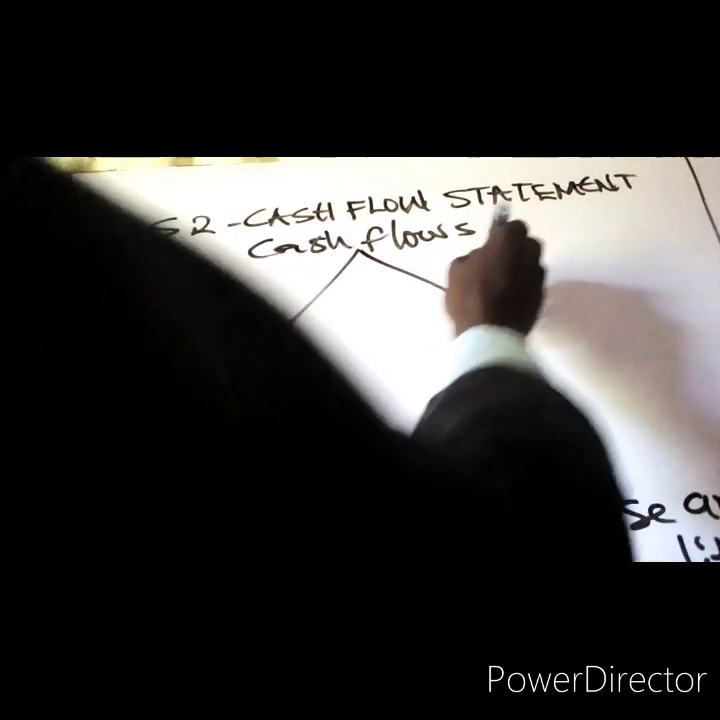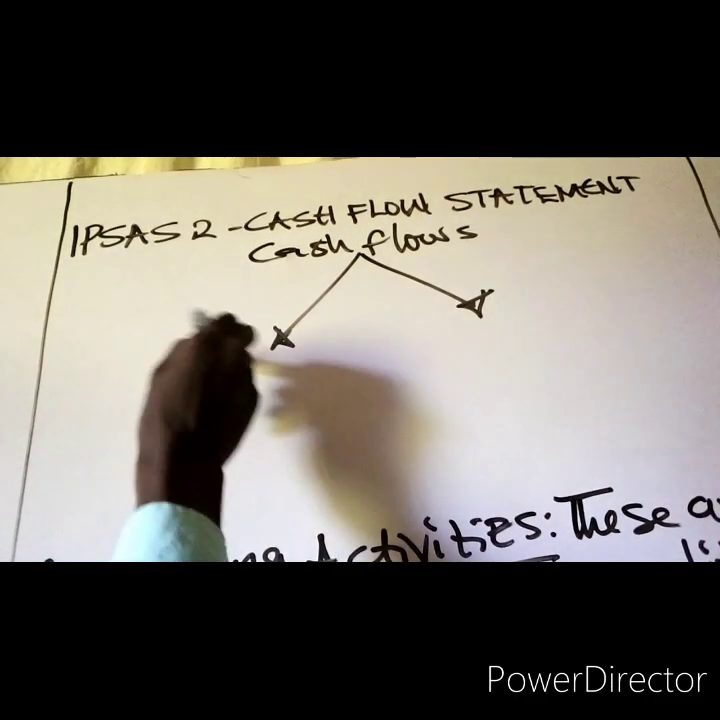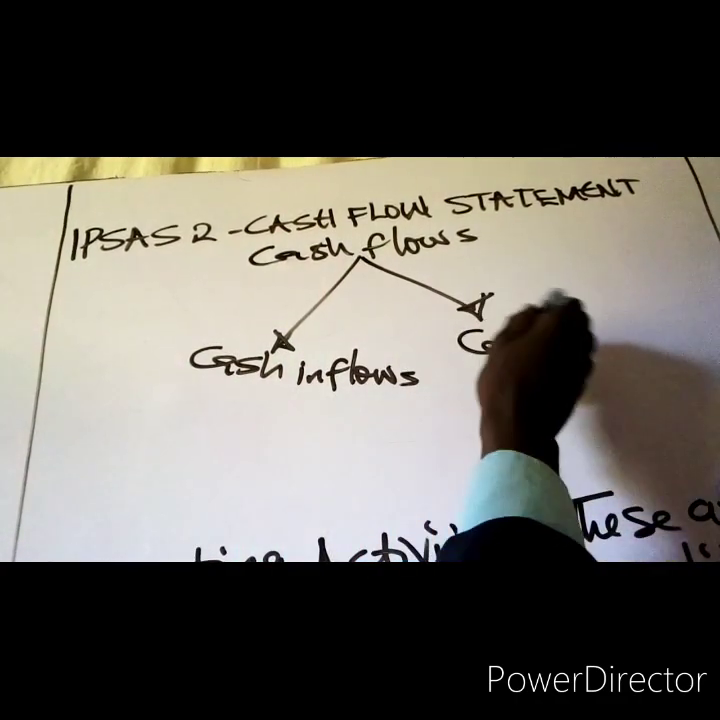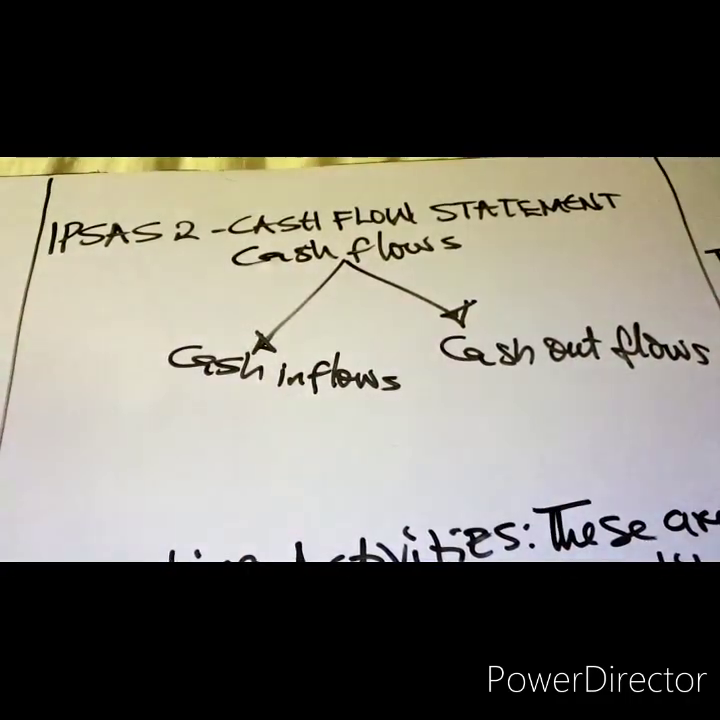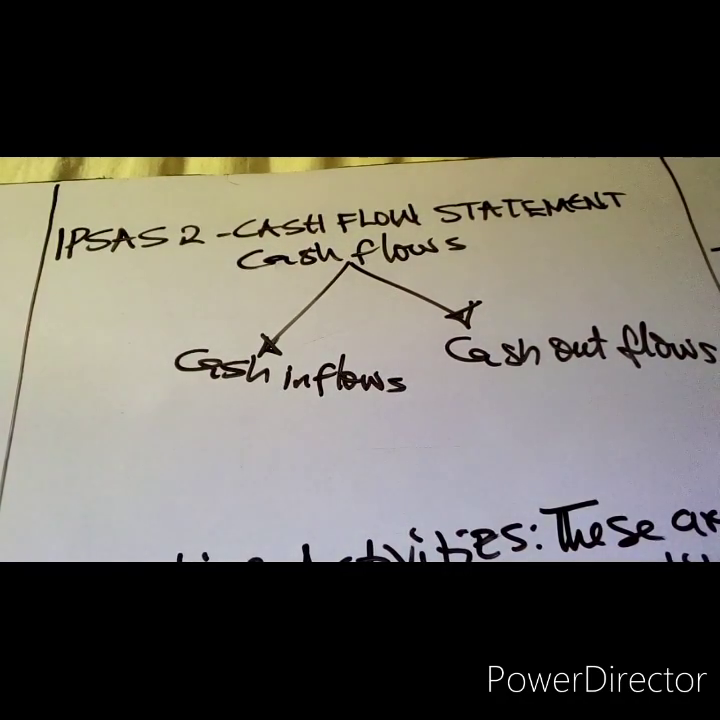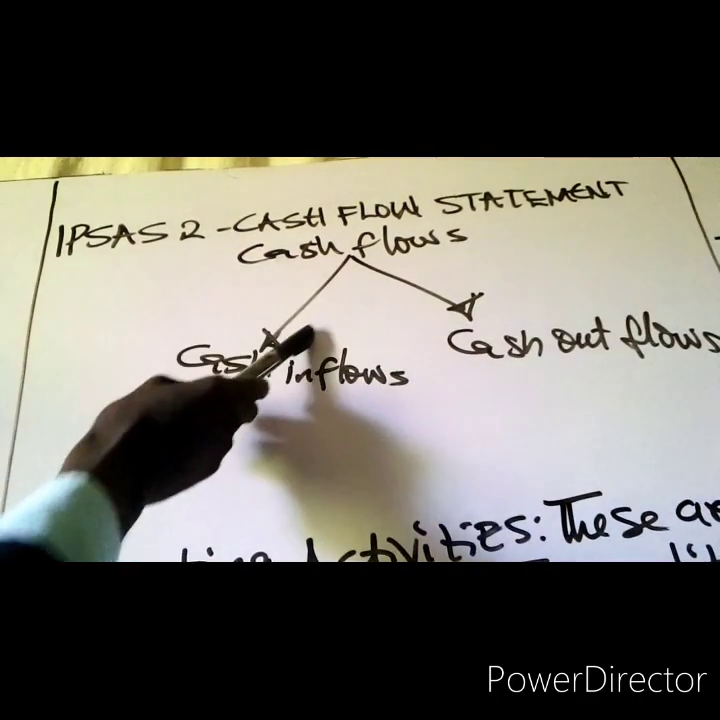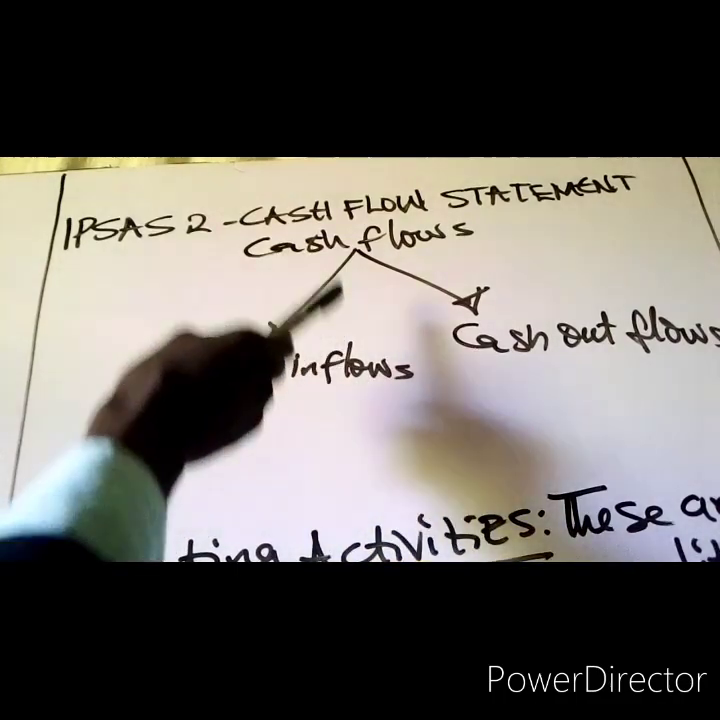I said it can be divided into cash inflows and cash outflows. That is cash flows. Cash flows are inflows and outflows of cash and cash equivalent. Inflows and outflows of cash and cash equivalent is said to be cash flows.